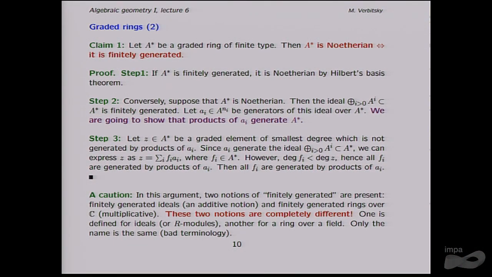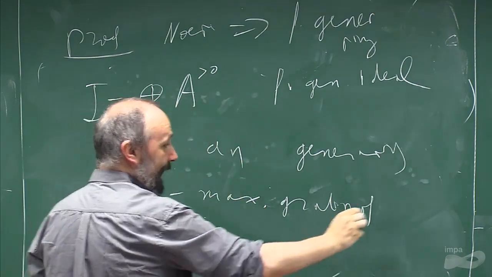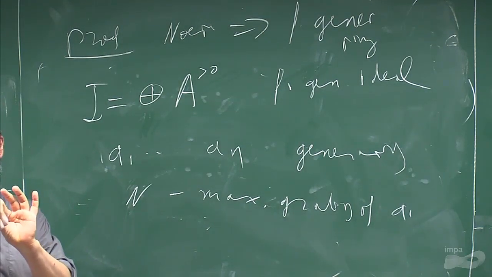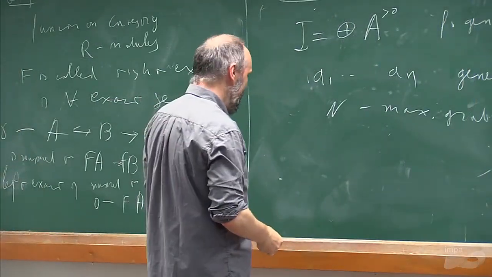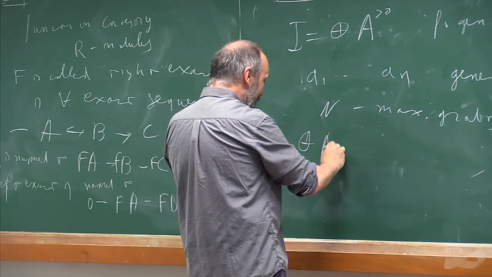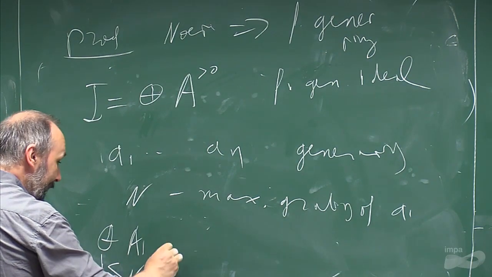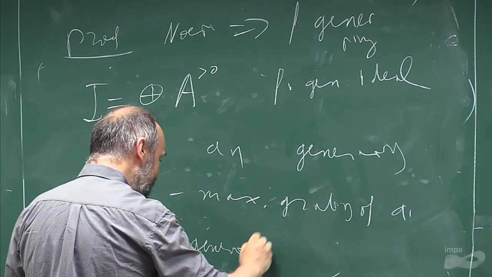So we let N be the maximal grading of these AI. Typically each AI can be a sum of some graded components, so we take the maximal graded component. And we take the direct sum of all graded pieces AI with I less than or equal to N. This already generates A.